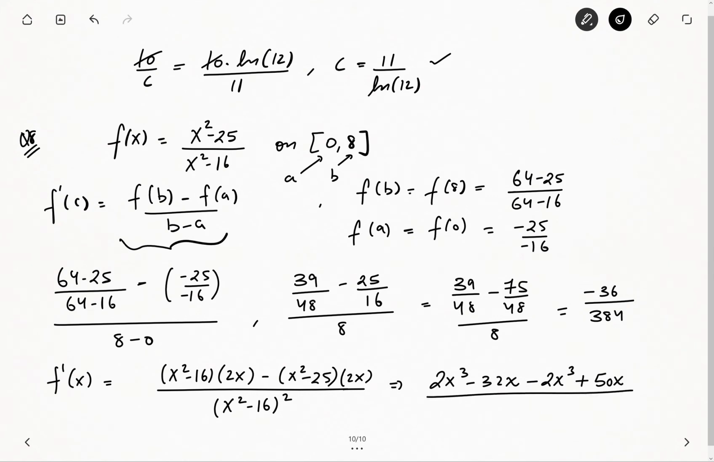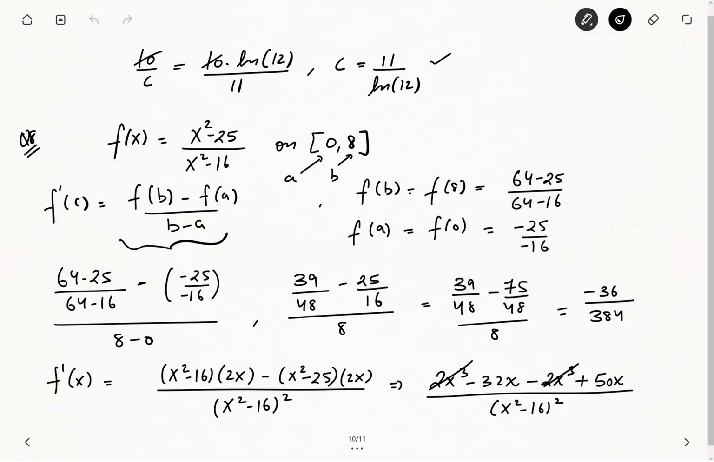all over x squared minus 16 squared. Okay, so you see that that one cancels out. So negative 32, plus 50 would give you 18x. So let's go to the next page. So we got 18x on the top. We have x squared minus 16 whole squared at the bottom. This is the value of the derivative of x.